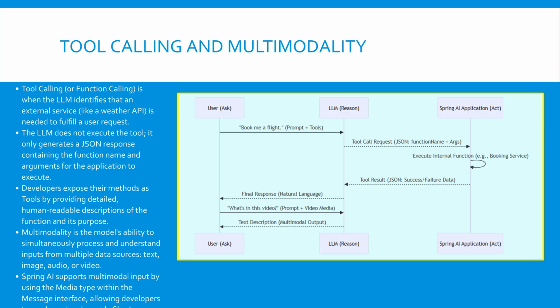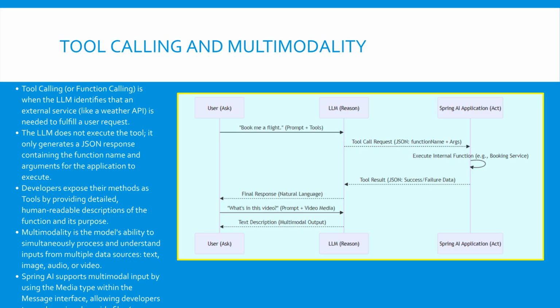The crucial thing to understand is that the LLM itself does not run the function. It simply generates a structured JSON response containing the function's name, like getWeather, and the arguments, like location, Boston. Your Spring AI application receives this JSON, executes your actual Java function, and sends the result back to the LLM, which then generates the final, natural language answer. This requires developers to expose their functions as tools with clear descriptions.